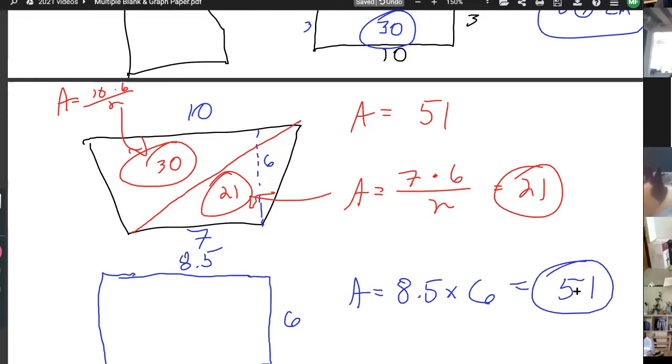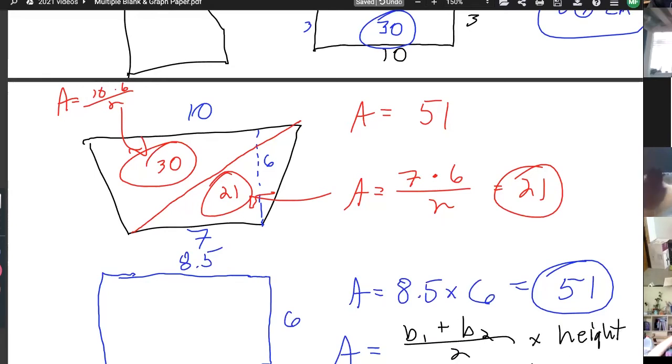51. Okay, so the area of a trapezoid, if you want to write this down, you can. Halfway between, do you guys remember the fast way to find halfway between two lengths? You just find the average. So these are the two parallel sides. If I find the average of the parallel sides and then multiply by the height, that's the area of a trapezoid.